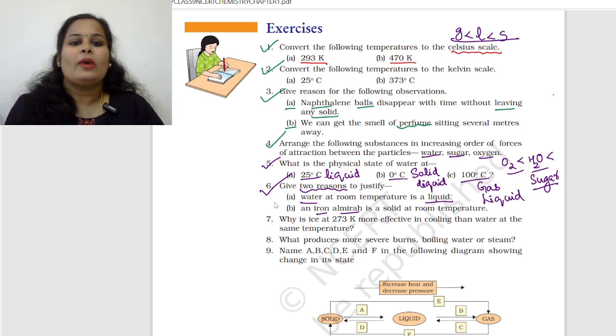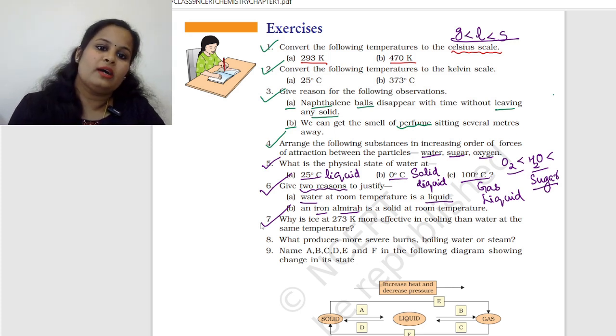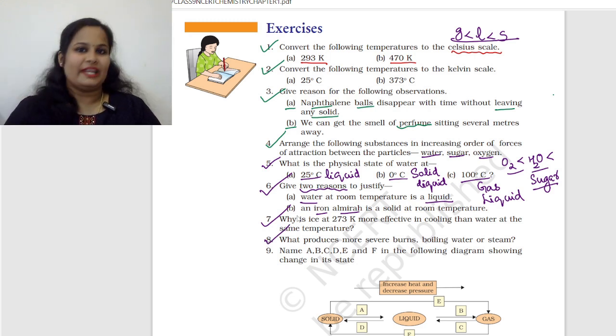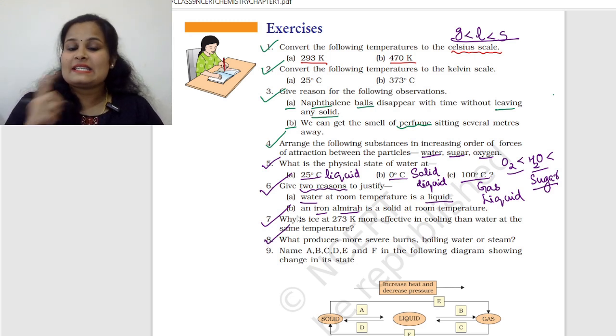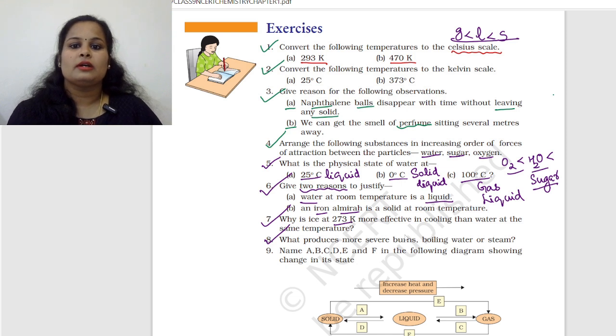Okay, now why is ice at 273 Kelvin more effective in cooling than water at the same temperature? So either you can expect question number 7 or 8. Okay, very important. Ice at 273 Kelvin is more effective in cooling. Why? Because it is having latent heat of fusion.